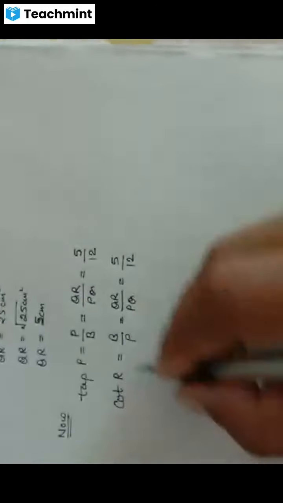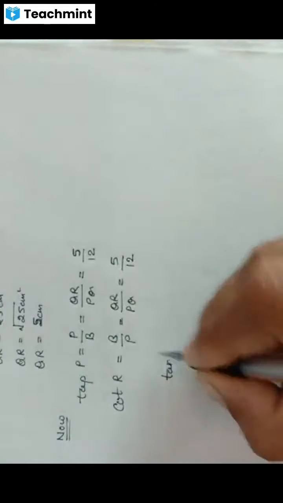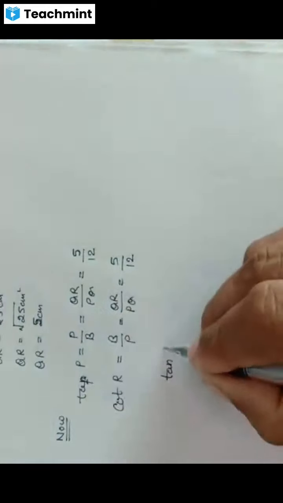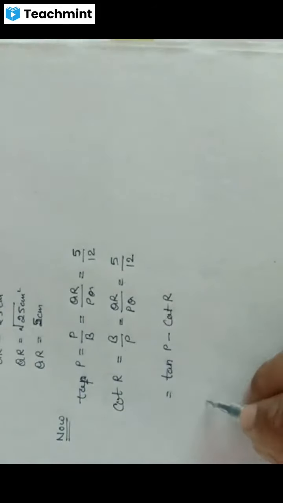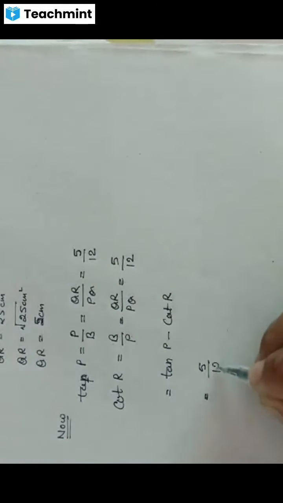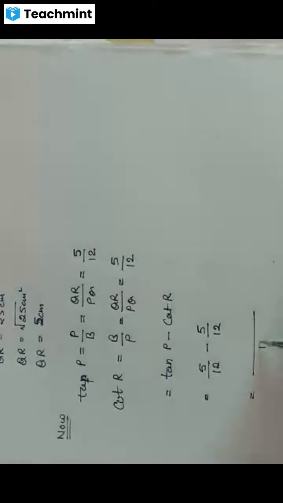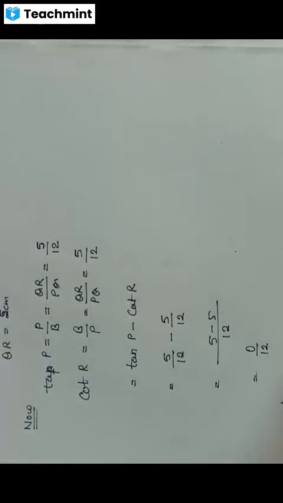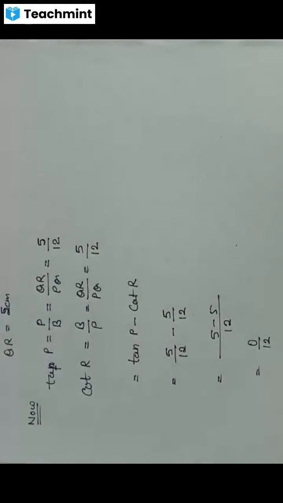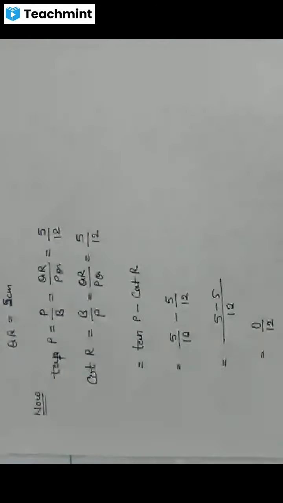Now the question is what? The question we have to write is tan P minus cot R. In this way you will have 5 upon 12 minus 5 upon 12. It will be common denominator 12, and 5 minus 5, so it will be 0 upon 12. That means the answer of this question will be 0. You got this? Yes, sir. Very good. Now you got the answer.